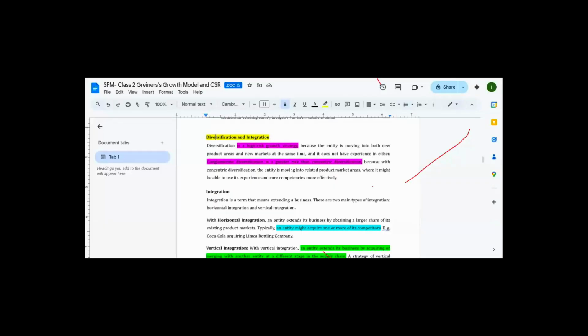What is the meaning of diversification? I have to quickly inform you that at this point I might not really dwell more on it, but by the time we are looking at the Igor Ansoff growth matrix, we are going to discuss diversification comprehensively. So, what do we call diversification? Diversification is a high risk growth strategy because it requires a company moving into both new product areas and new markets at the same time.